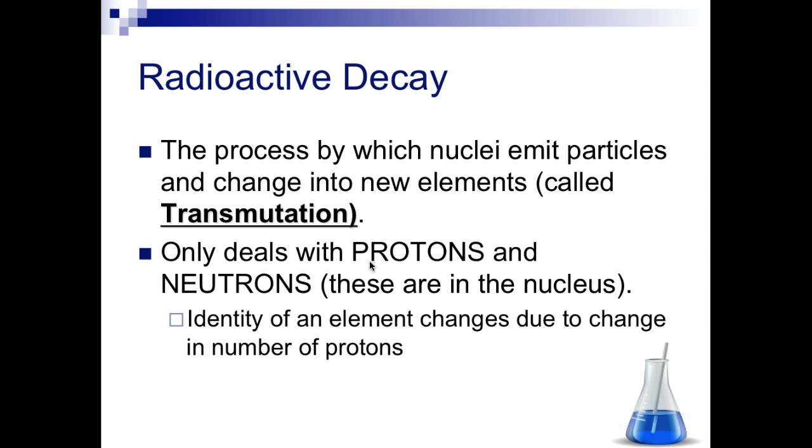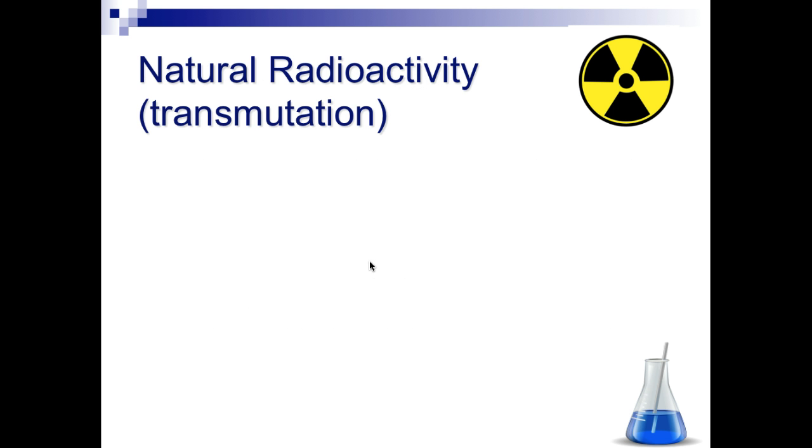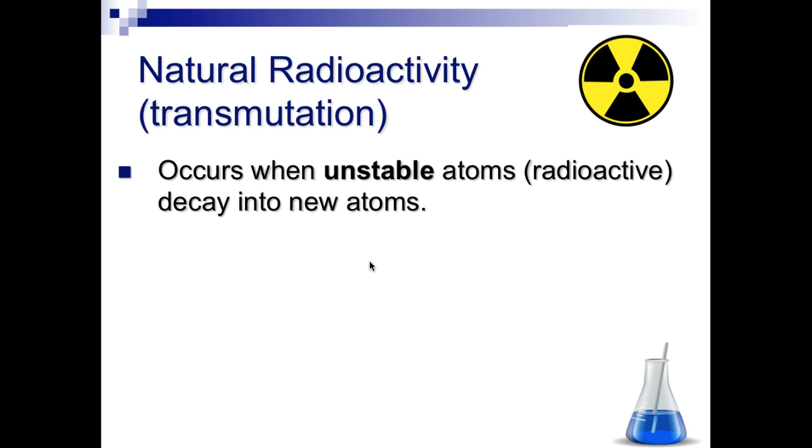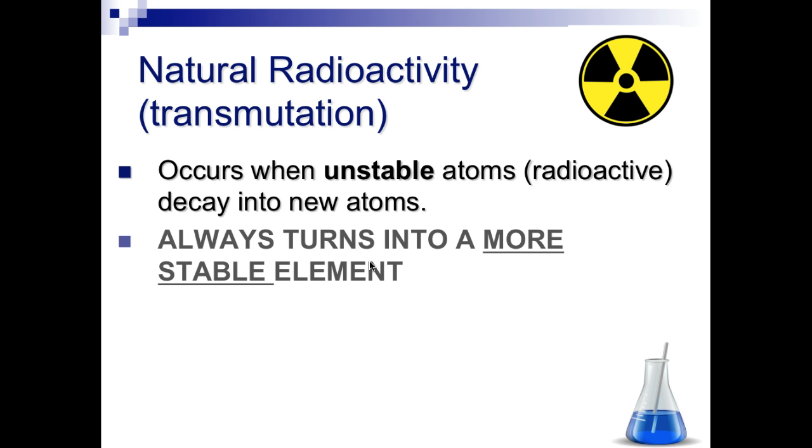We've already talked about this. Elements are specific just for the pure fact of the number of protons that they have. The number of neutrons can change, and that will give it a different mass. But if you change your number of protons, then you're changing the ID of the element and you have a different element altogether. So let's talk about natural radioactivity or transmutation. This occurs when unstable atoms that are radioactive decay into new atoms. They always turn into a more stable element.